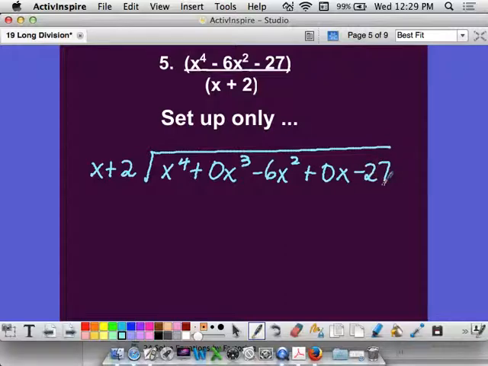So this is just mainly to show you that you have to have all your exponents, 4, 3, 2, 1, and then your constant. So always look for that first. This is long division with polynomials.